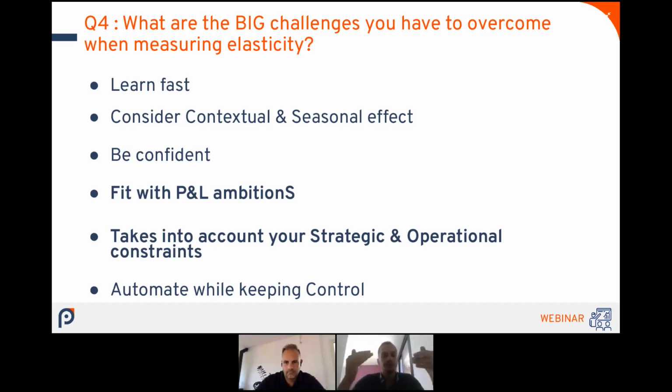The third challenge is to be confident. We need to make sure that we are not establishing false positives. So we need to define what we call an error range, meaning being able to know how much of this conclusion is part of the probability of error or not.